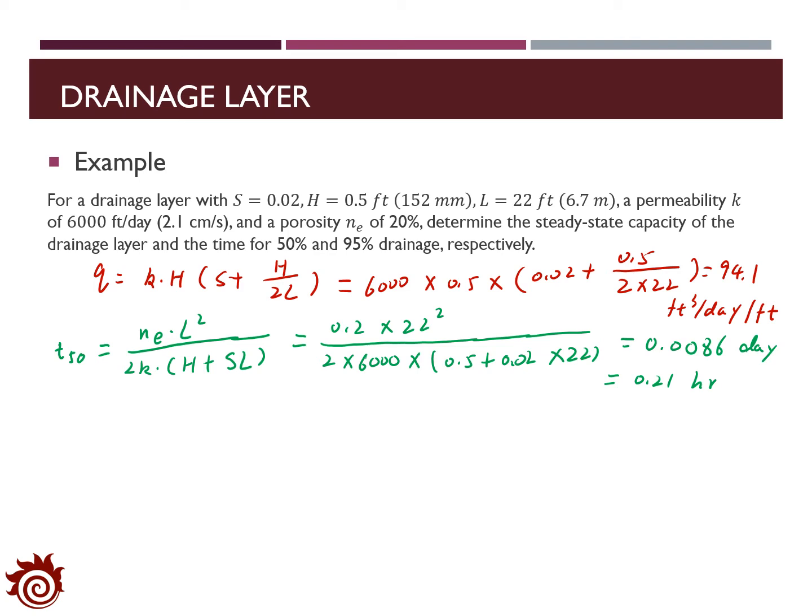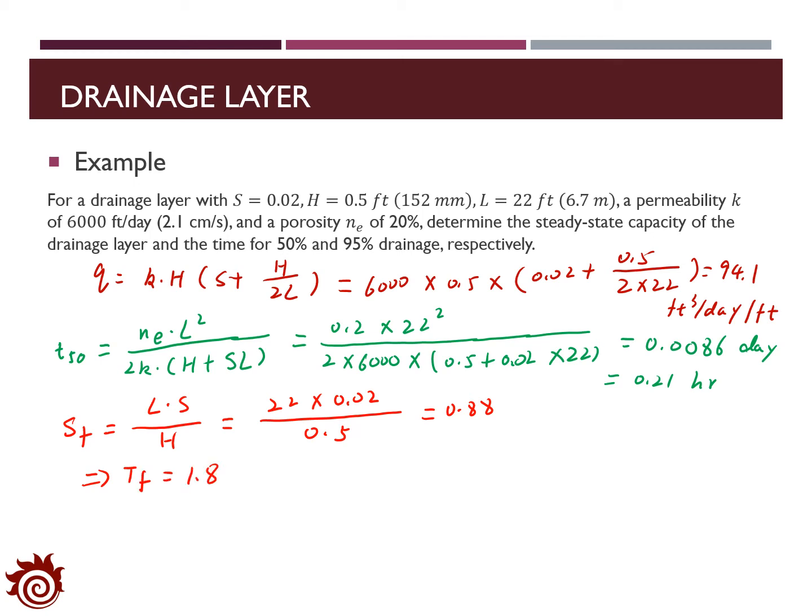95% drainage. With that, we need to call the figure about the relationship between the time and the slope factor. So we have to determine the value of the slope factor, SF. That is L times S over H. L is 22 times S is 0.02 over H is 0.5. That is 0.88. And then from the figure, we can find the time factor is 1.8.